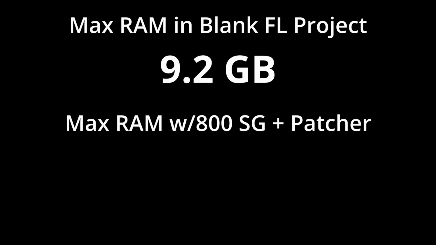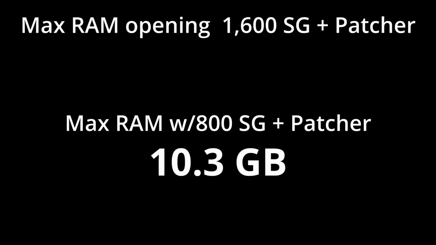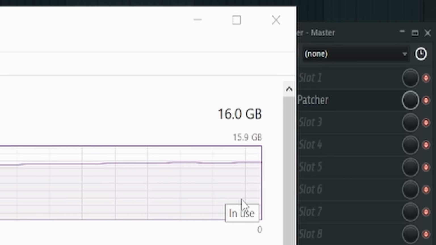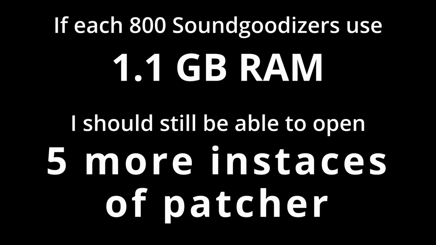My computer's max RAM usage with a blank FL Studio project is about 9.2 gigabytes of RAM total. Opening up 800 Soundgoodizers in Patcher brought it up to 10.3 gigabytes. Attempting to open up another 800 would bring it to 10.6, then crash. I have 16 gigabytes of RAM. So what the hell? That means that even theoretically, if each of the 800 Soundgoodizers only used 1.1 gigabytes of RAM, I should still at least be able to open 5 times as many as I have currently.